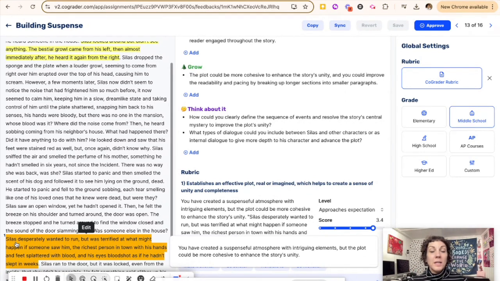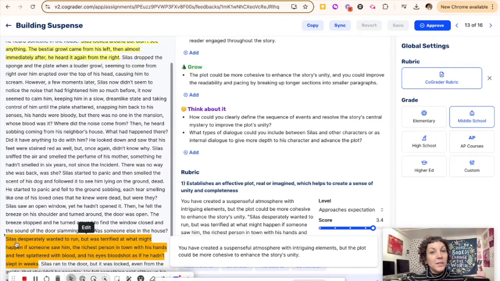Now, I am also reading their writing, but I can't read as fast as CoGrader can. I like to use this when we are in the middle of a writing cycle because then students can see, okay, what areas do they need a little bit of help with? What areas do they need to work on? Do they need to pay more attention to before I give them their summative grade? Now, I really like this because students can look at this and see exactly what they need, right?